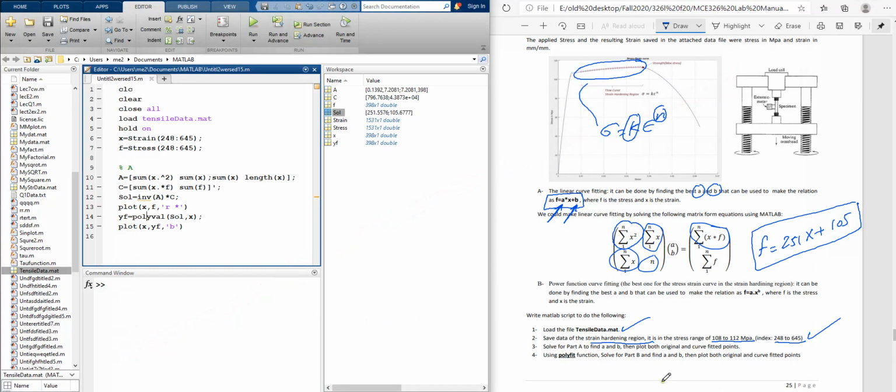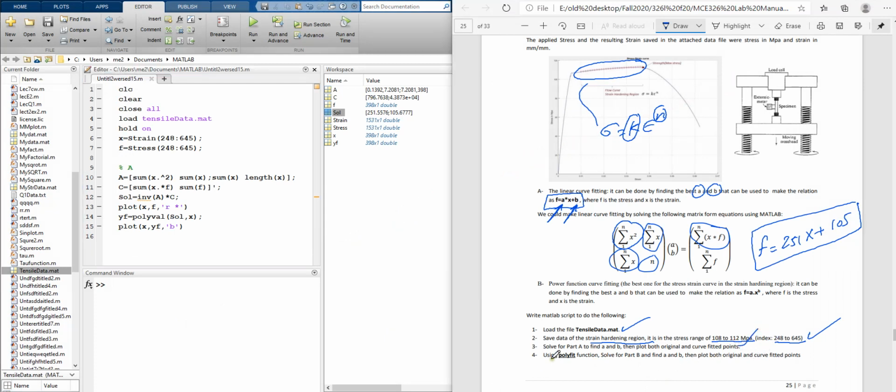Next step, we did this part. Next step, using polyfit function, solve for B. We use the power function curve. Okay, the power function. Again, just to remind you guys, what's the power? Before that, let me delete all of these things.